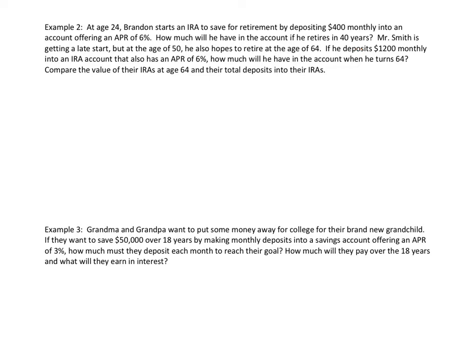Brandon is 24 years old. He's going to work for 40 years. And for each month, he is going to put this amount of money into an account that earns this interest rate. So let's set up the formula that we had from the last slide.